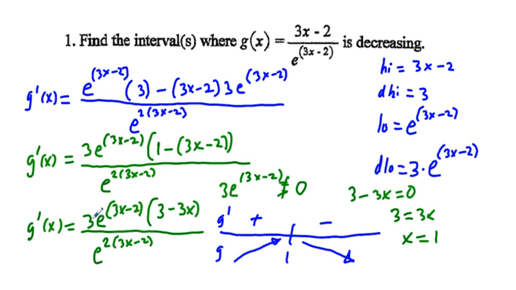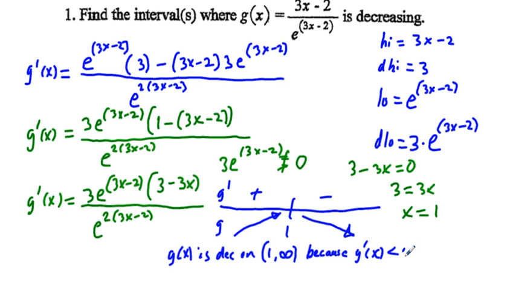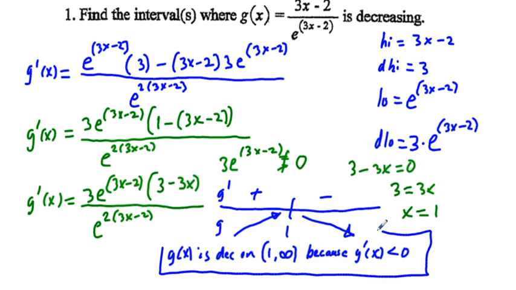So the answer to the problem, find the interval where g of x is decreasing, is on 1 comma infinity, because g prime of x is less than 0. All right, so that will be our answer to number 1.